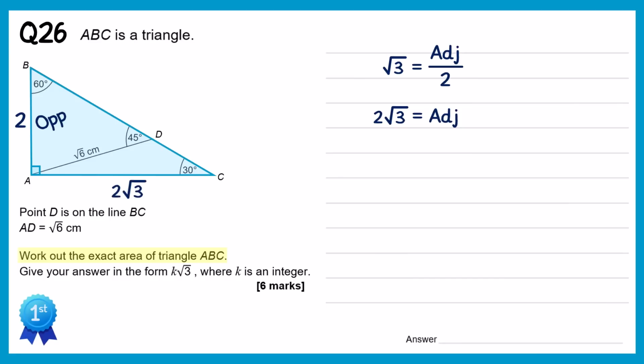Now that we have the base of the triangle at 2 root 3 and its perpendicular height at 2, we can find out its area by doing 1/2 multiplied by the base, which is 2 root 3, multiplied by the perpendicular height, which is 2. Which is 1/2, and then if we multiply 2 root 3 by 2, we get 4 root 3. And then if we do half of 4 root 3, we get 2 root 3. So the area of the triangle must be 2 root 3. And you can see this matches the form we were asked for in the question.